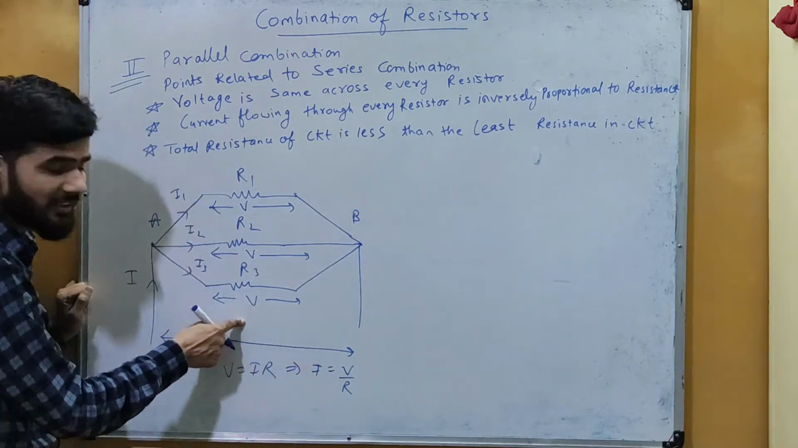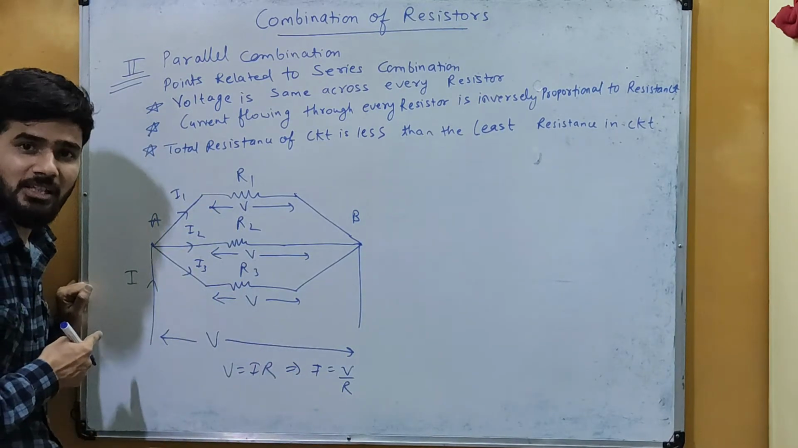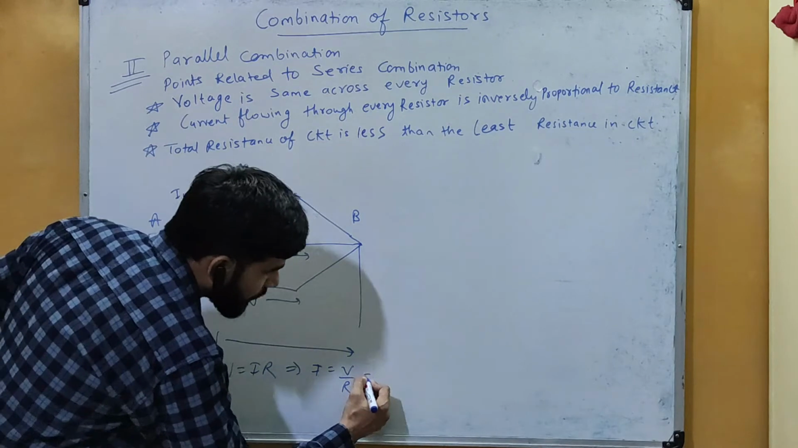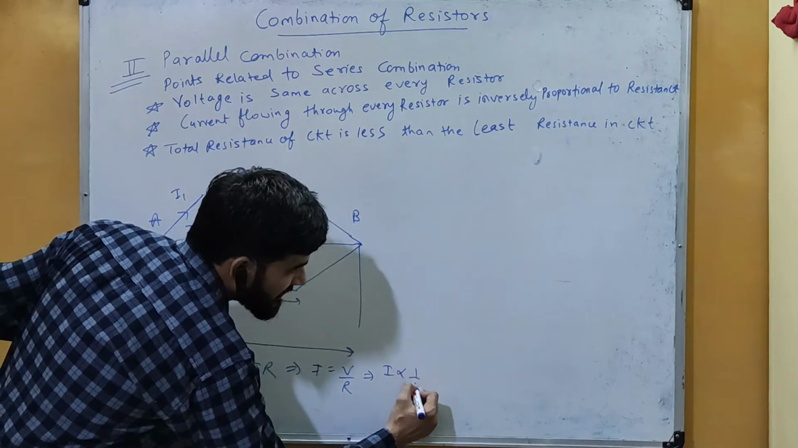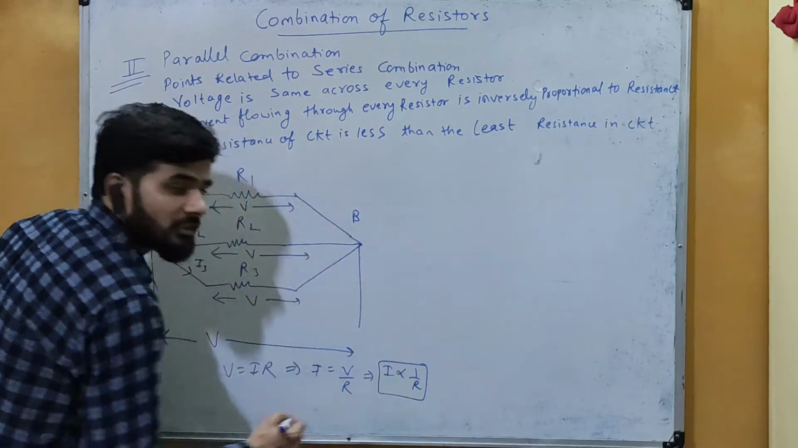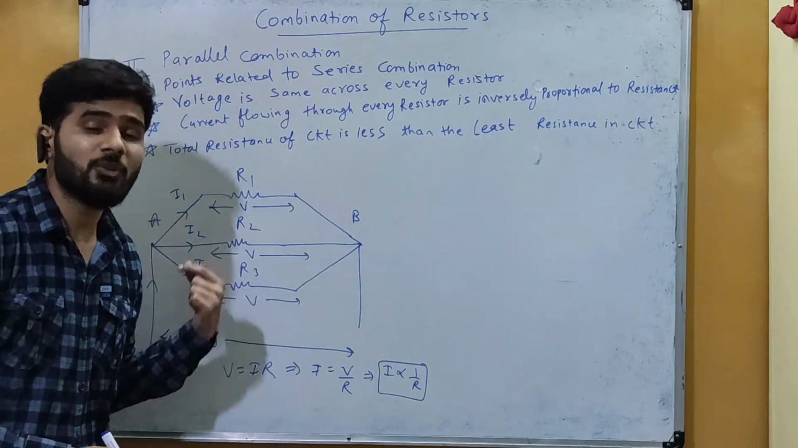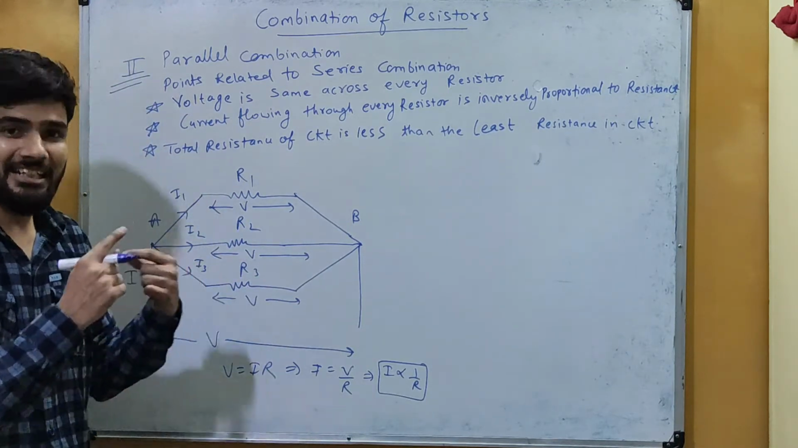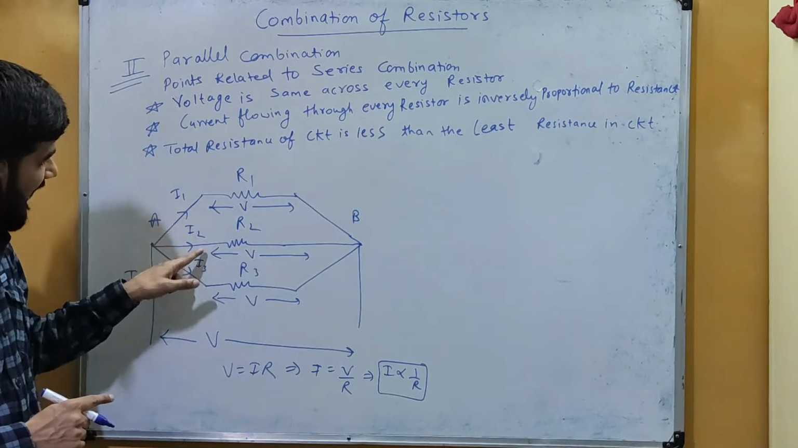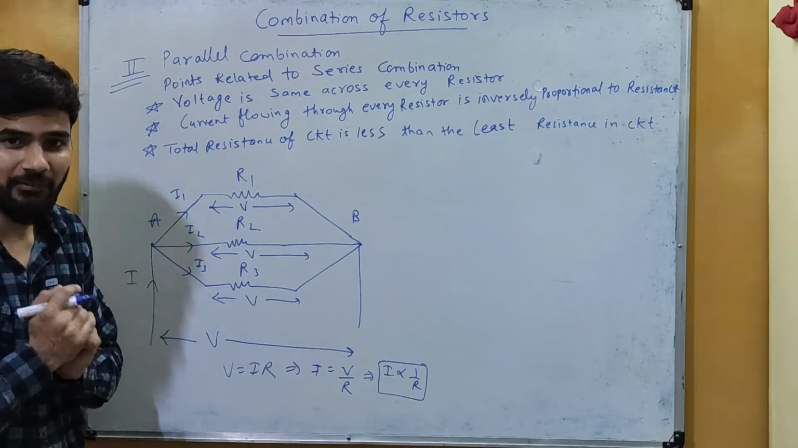Now here this potential V is constant across each and every resistor. मतलब जब यहाँ पर V constant होगा, so I can write this I is inversely proportional to R. मतलब यहाँ पर क्या हो रहा है, ये करंट डिवाइड हो रहा है किसकी वजह से, रेजिस्टेंस की वजह से, इसलिए यहाँ पर हमने क्या कर दिया I1, I2 और I3 इसको डिवाइड कर दिया.